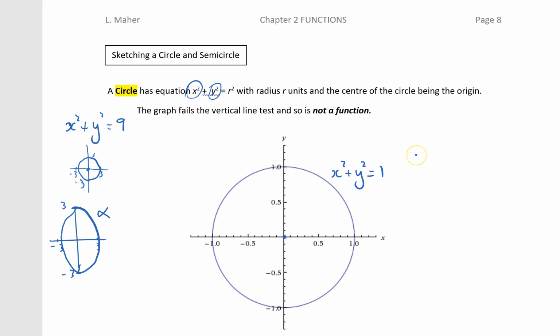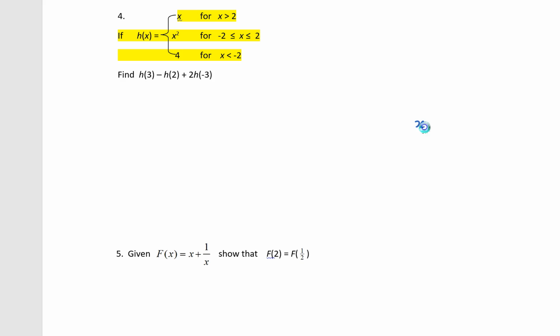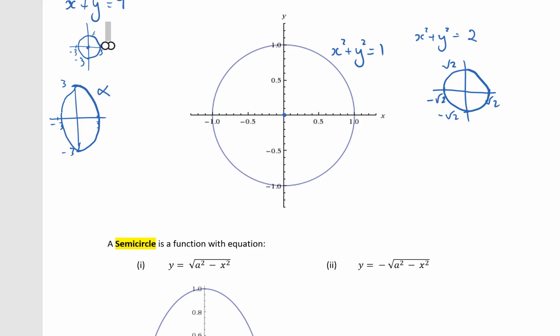Now, like I said before, the radius doesn't have to be a perfect square. So if we have x squared plus y squared is equal to 2, for example, and 2 is not a perfect square, we still have a circle because we've got the x squared and y squared. It still has its center at the origin. However, now r squared is equal to 2. So r, the radius, is the square root of 2. And of course we don't take the negative square root in this case, because a radius can't be a negative value.